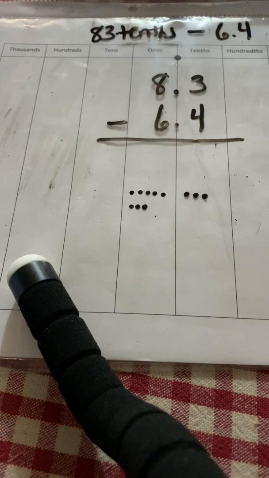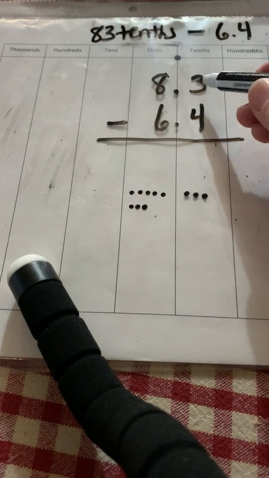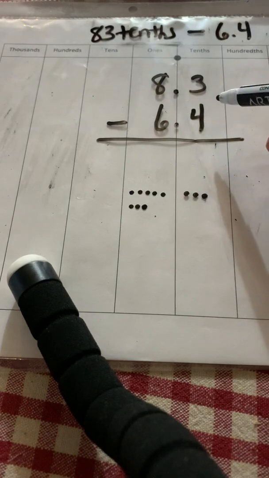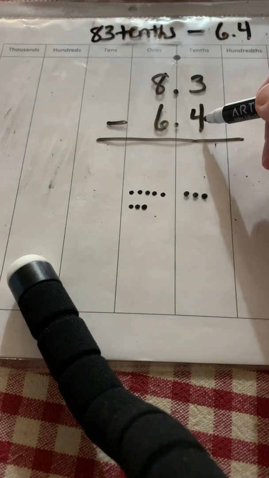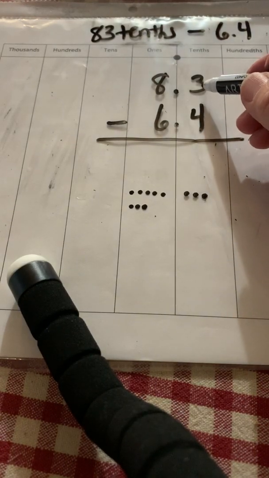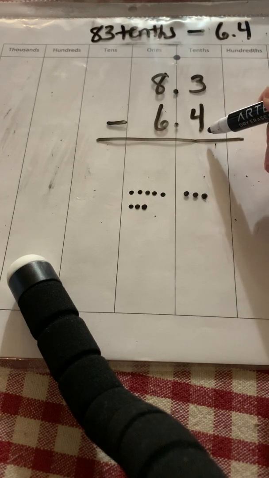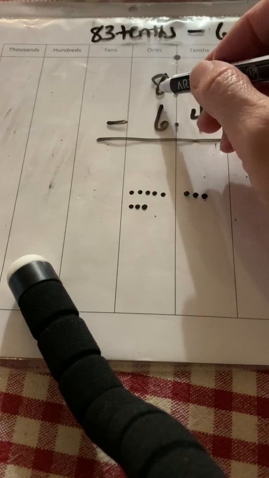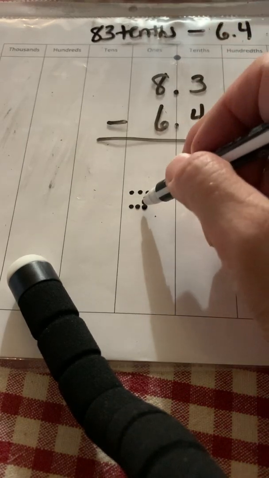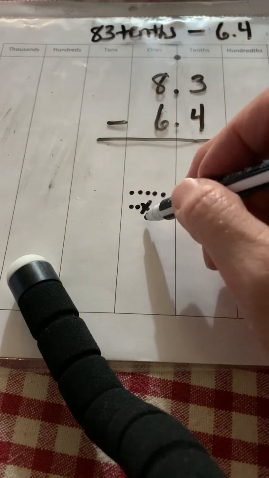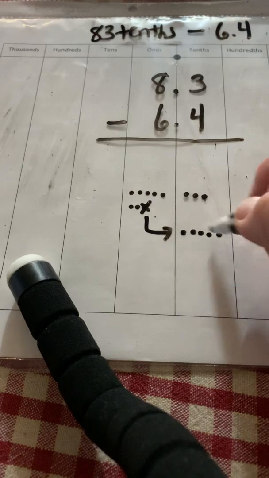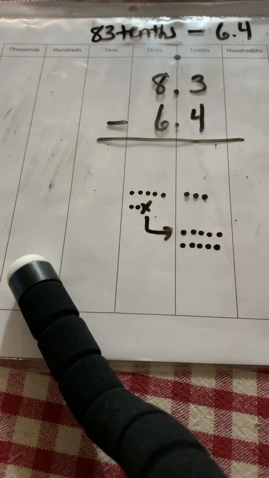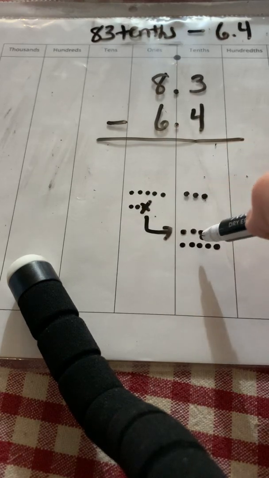Now I check my problem to see if I'm going to do any unbundling. 3 take away 4. Can I do that? No, I can't. 3 tenths take away 4 tenths. I can't do it. I need more tenths. Where can I find some more tenths so that I can do this part of the problem? That's right, I have to take them from the ones column. So I'm going to unbundle 1 one, and I'm going to exchange it for 10 tenths. 1 one is the same thing as 10 tenths.